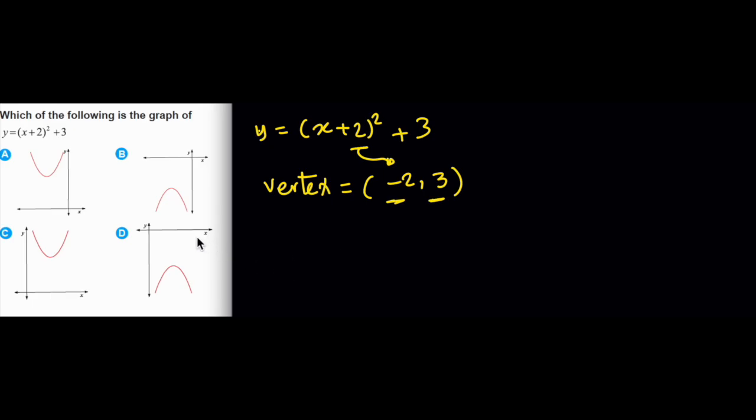Now we will search for the vertex at (-2, 3), and also the coefficient here is positive, so it will be upward. So -2 is in the negative direction, and 3 is the positive one, and it's upward, so it may be A. For B this is downward, for D this is downward, both wrong. For C, both X and Y are positive. So the answer is A for this question.